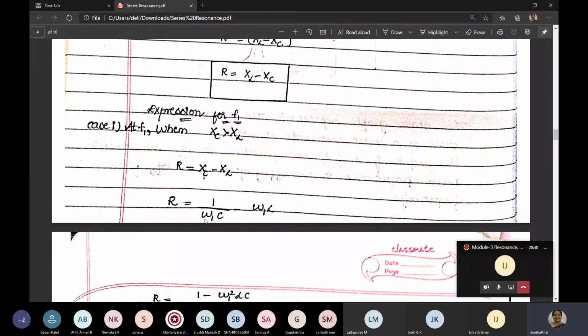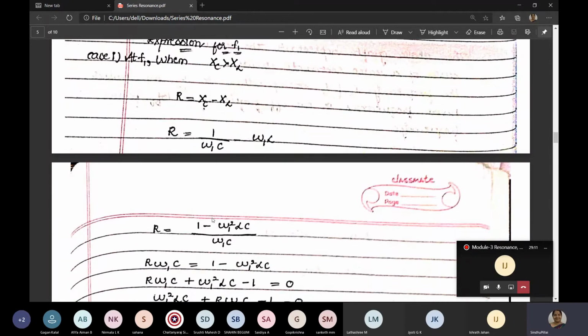XC means 1 by omega 1 C, minus XL, which is omega 1 L. For capacitance it is 1 by omega C, and for inductance it is just omega into L. Since it is for F1, we are writing omega 1. If you write for resonant frequency, you'll write omega R. If you write for F2, you'll write omega 2.